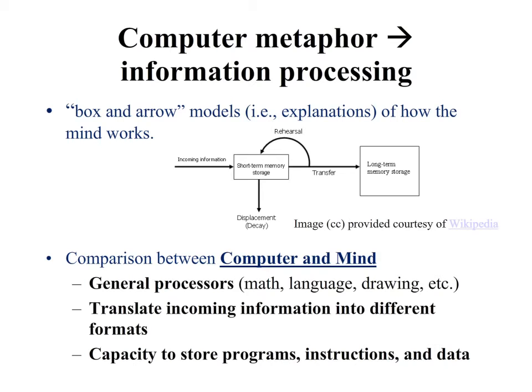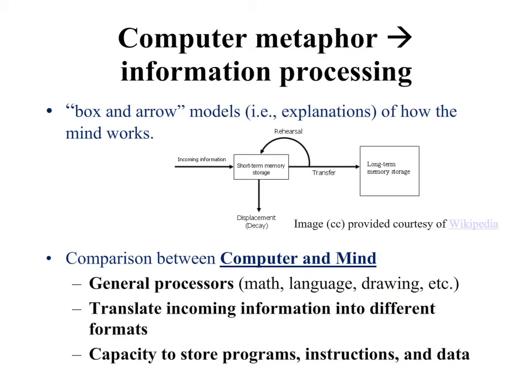But also with short-term memory, we know that there's a decay component, or displacement. So information sometimes gets lost in that short-term memory system. So here is one explanation of how memory might work.